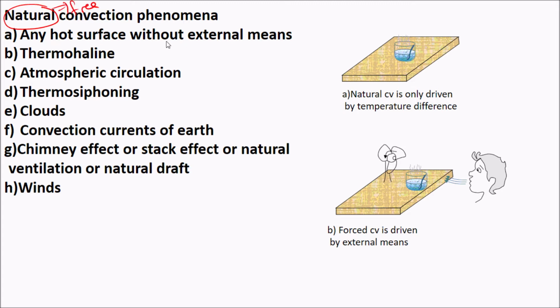So these are the applications of free convection, where we see free convection. If we have any hot surface without external means, such as a fan or a pump, so if you don't use any external means, it is free convection. For example, here you have a cup of water. This part is hot, and this part is cold.